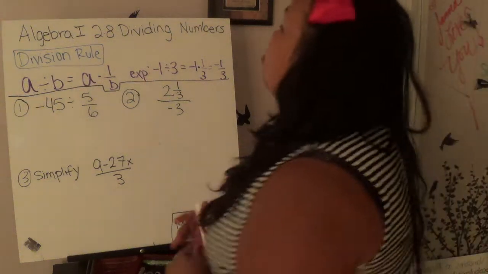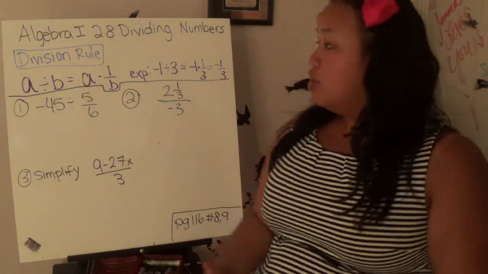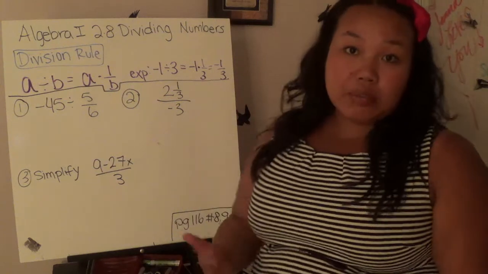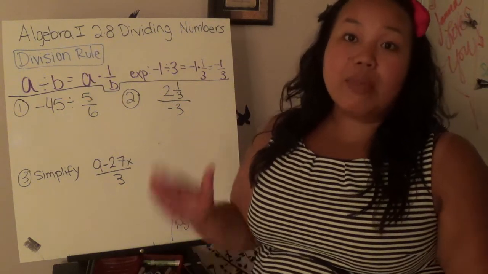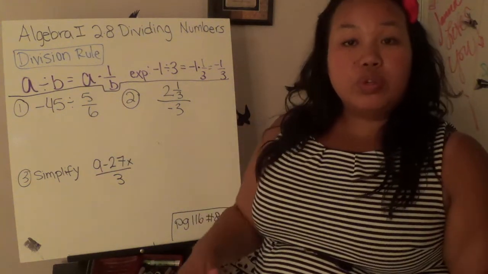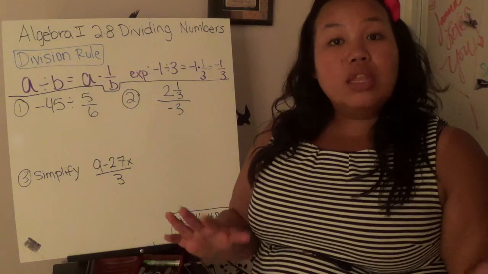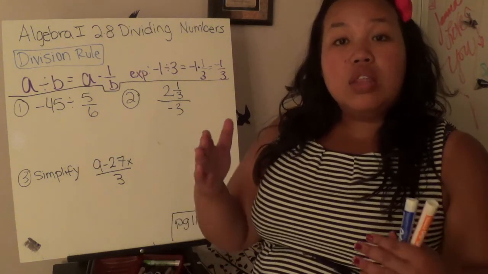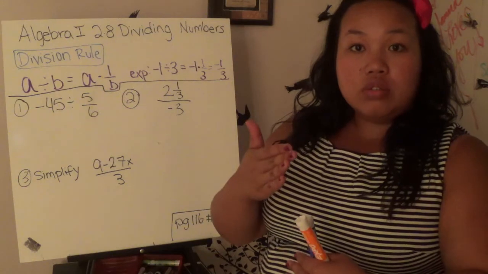Algebra 1, Section 2.8, we're dealing with dividing numbers. Now, when you're dividing numbers, basically you're multiplying by the inverse. So when you were doing the vocabulary in sections past, the inverse means basically the reverse fraction, okay?